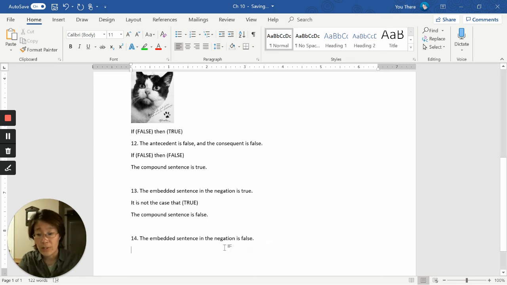Again, we're dealing with a negation. You can abbreviate "it is not the case that" with this. So not something, and that something is false in this case, means that the compound sentence is true.